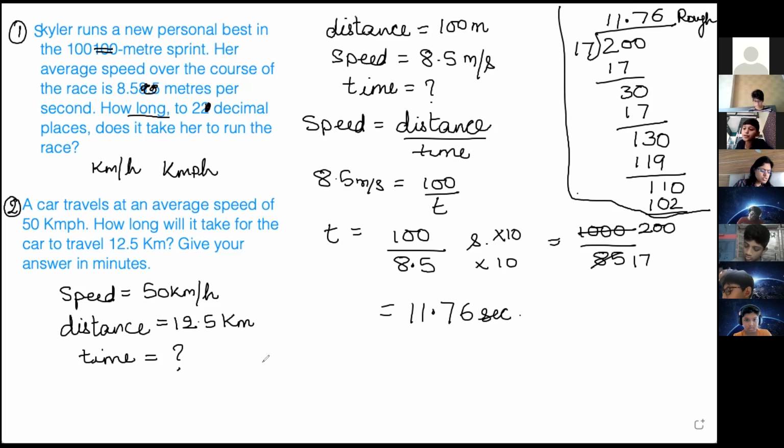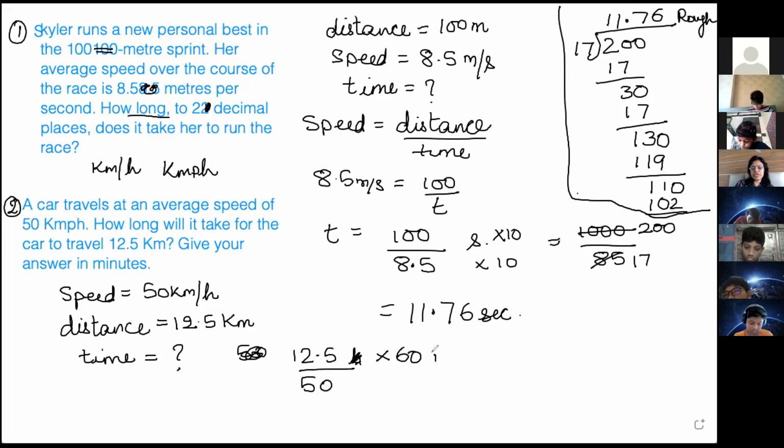Ma'am, because first we have to remove the points. If we multiply 12.5 upon 50, then we get the answer. You can do that. Time is equal to, sorry, you got 12.5 divided by 50, right? This is the thing you got, and this is in hours. So to convert it into minutes, you need to multiply by 60. Ma'am, in both, na? So directly you can do in both.